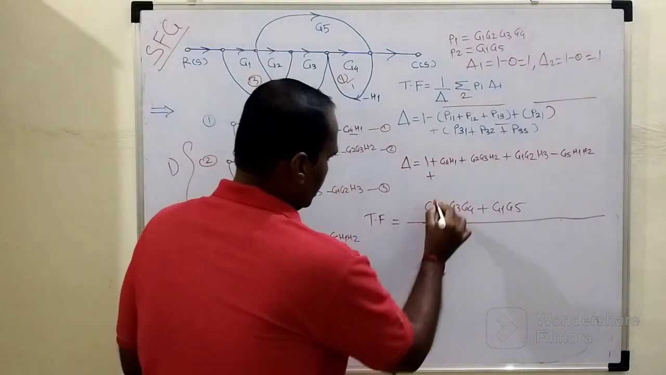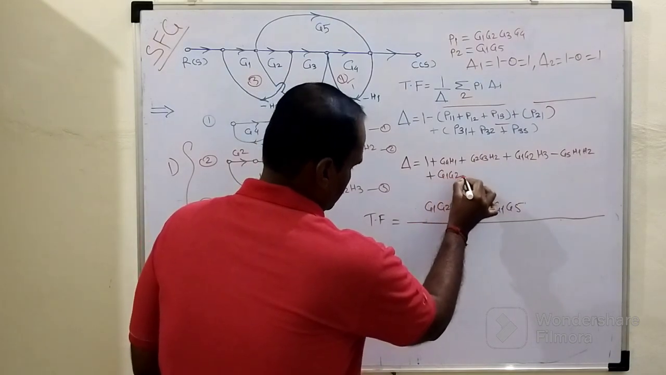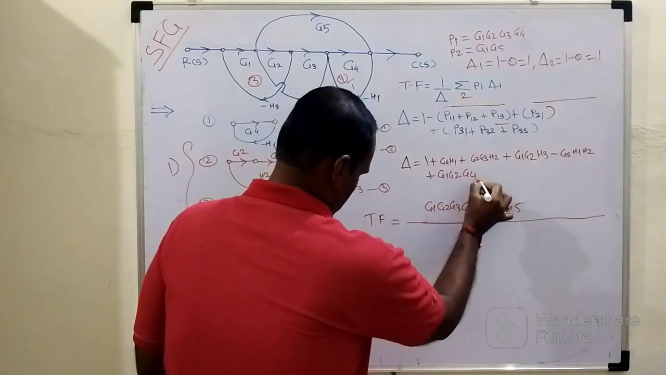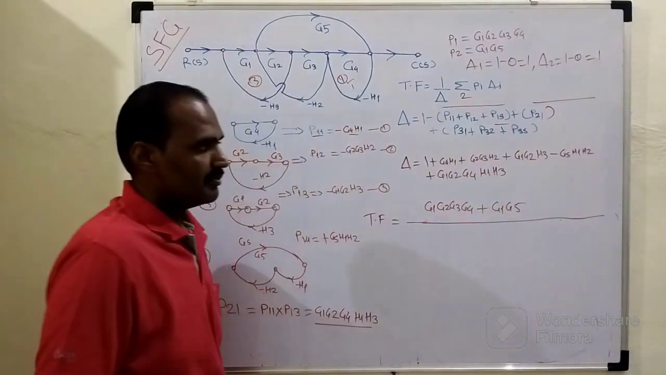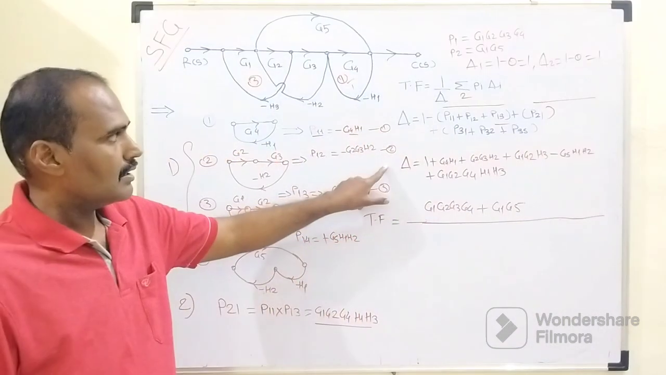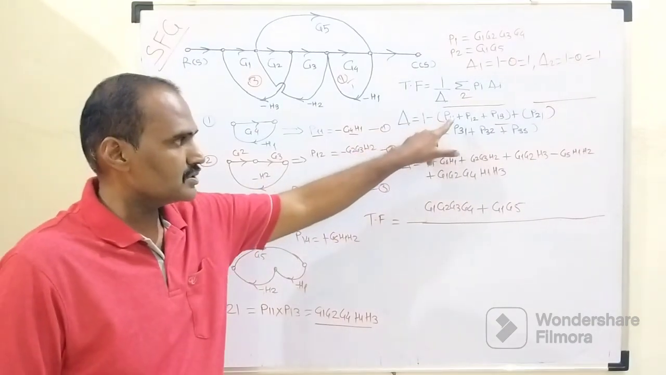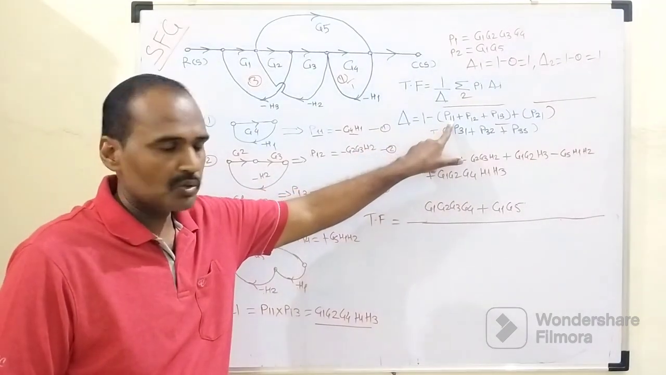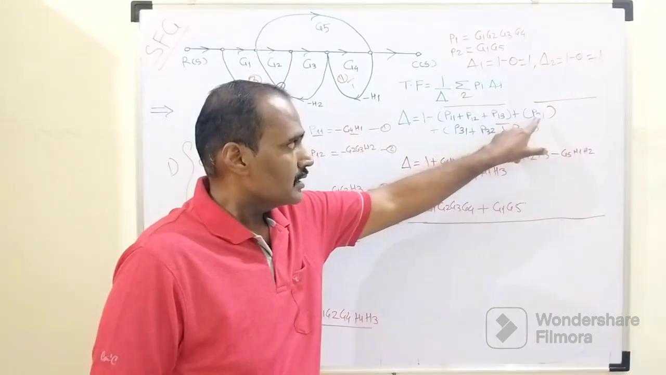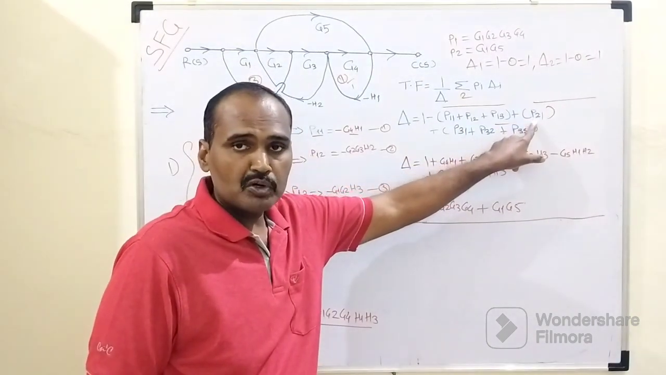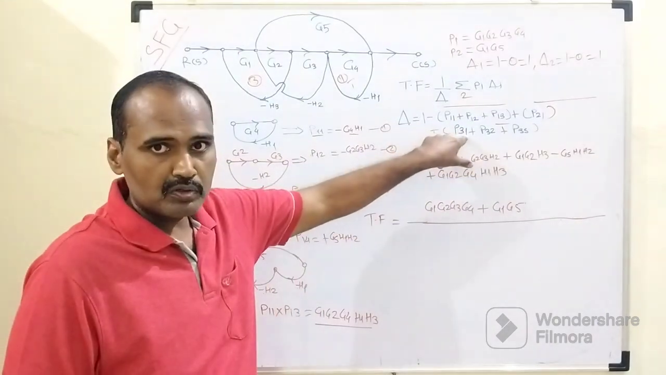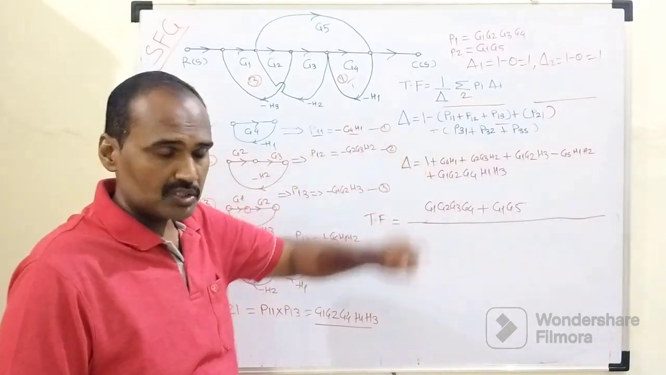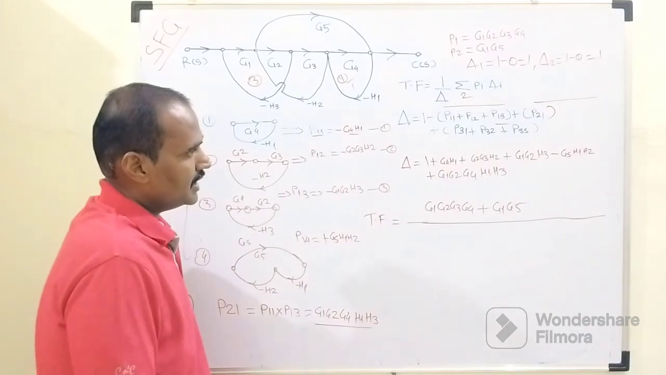So again it will become plus G1, G2 into G4 followed by H1, H3. Somehow we need to complete this delta, right? Because delta equals 1 minus the summation of all individual loop gains plus the gain product of any two non-touching loops minus the gain product of any 3 non-touching loops. So this is how we need to write this delta.